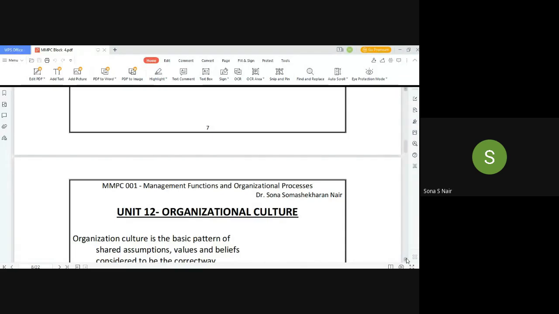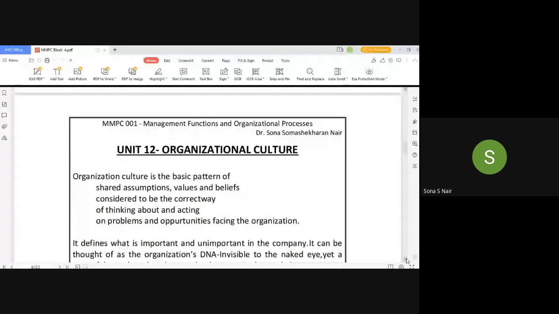And here, one of the most important topics in Block Four is organization culture. Now, organization culture actually is a result of a lot of things which are happening in the organization. I think we are clear till here.